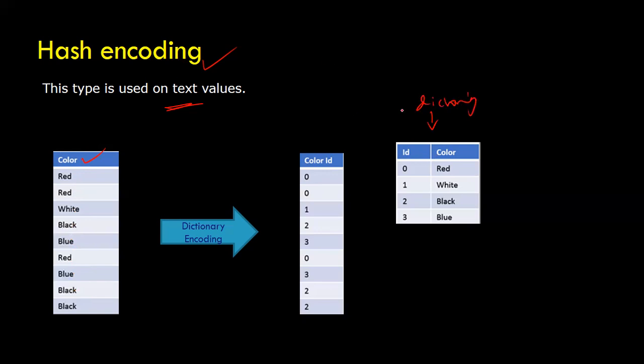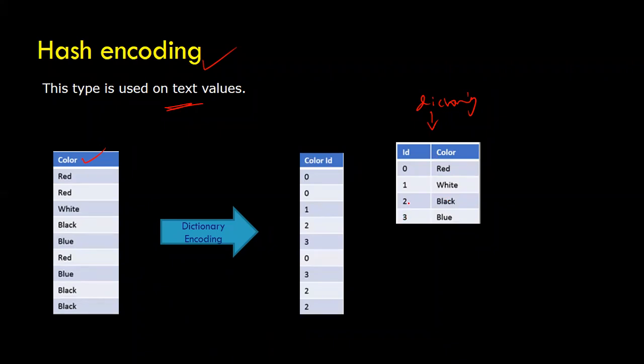In the dictionary, the dictionary contains the distinct values of the column. What is a distinct value? It excludes the duplicates. Red will appear only one time. By excluding the duplicate values, white occurs only one time, whereas black occurs more than one time. It excludes the duplicates and takes only the distinct value, and similarly blue. Now for each distinct value, it assigns an ID here.